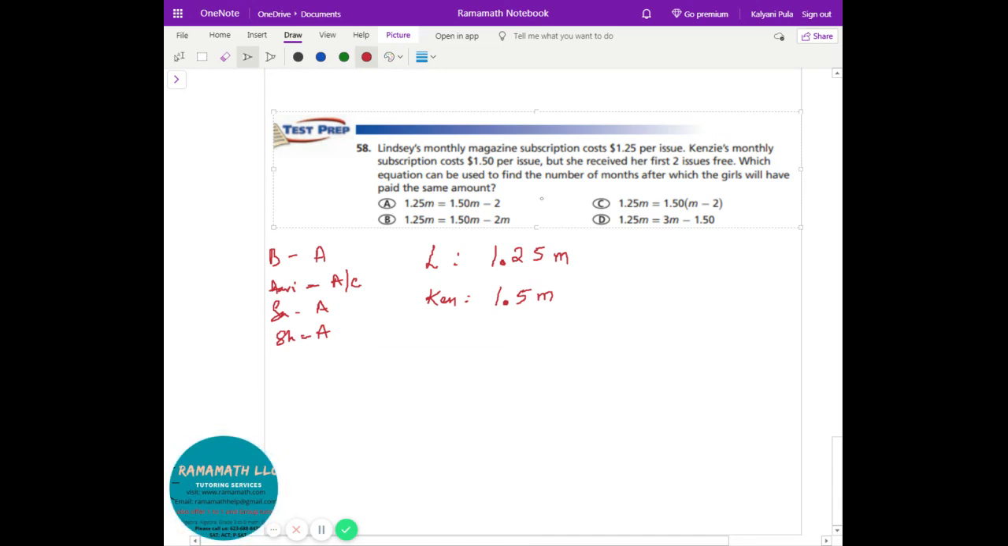Does that make sense? If she got $2 off, yes, then we can take a 2 off there. So what we can do, she gets 2 months free, so it makes more sense if I take those 2 months off. I'm taking out the 2 months, and then I'm multiplying with the $1.50. Does that make sense? Yes? So that makes more sense, okay? So C is the answer to this one.